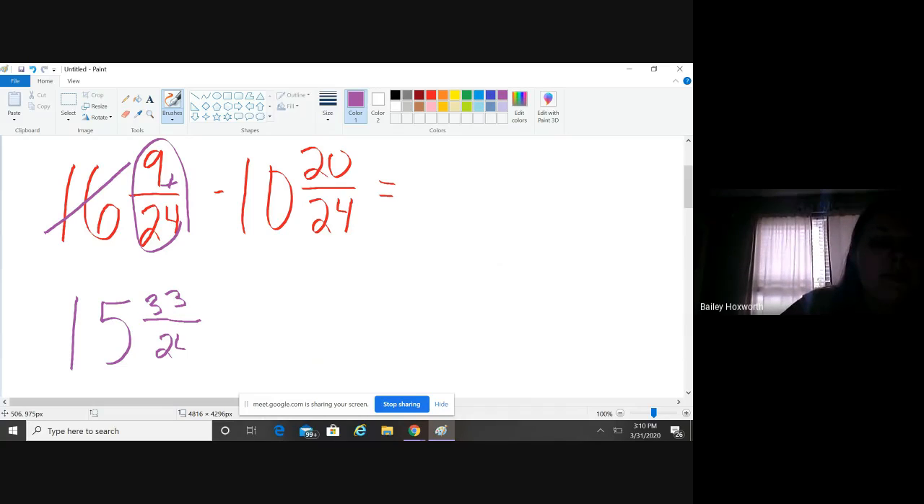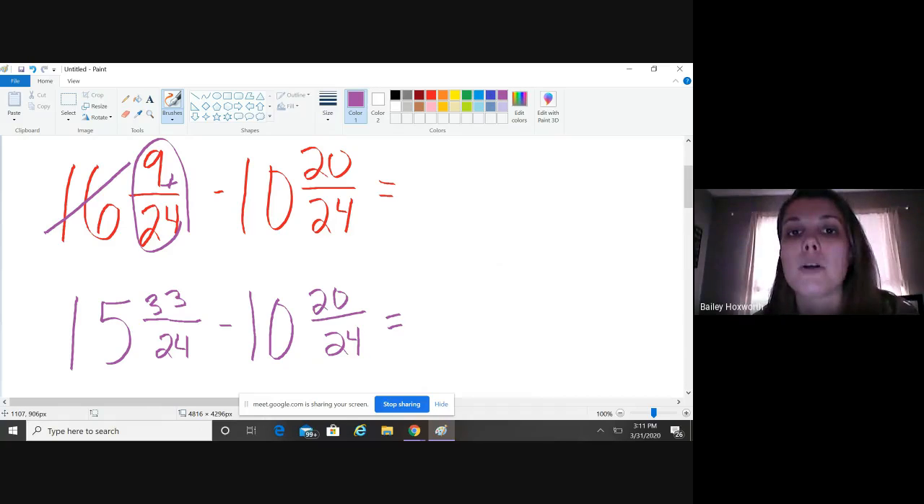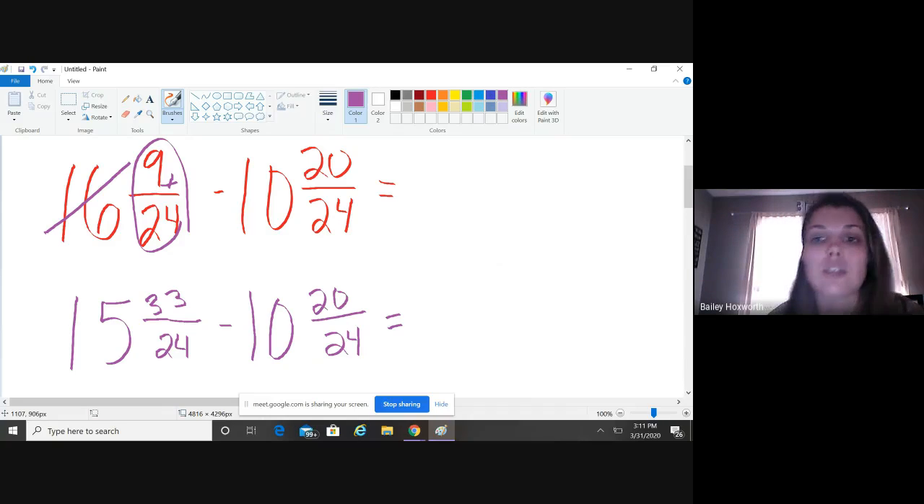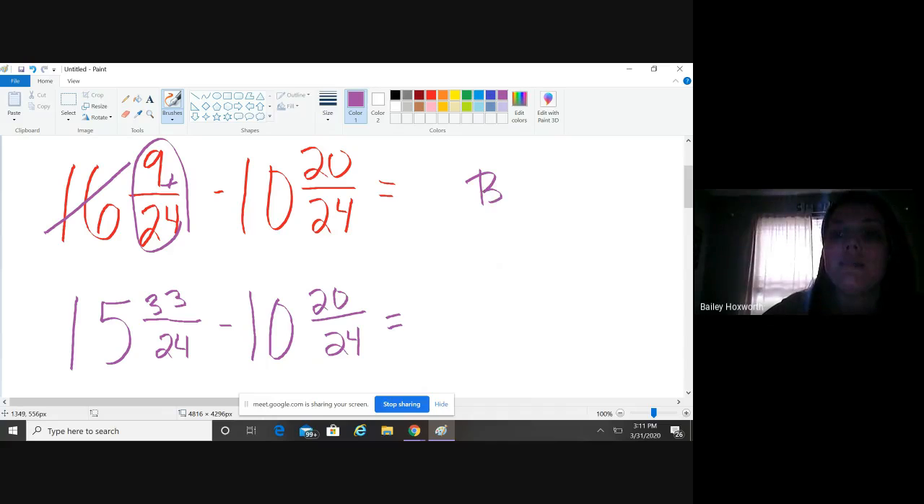Denominator stays the same. And now you are set up and ready to subtract. Remember, your answer is not supposed to be a mixed number. You cannot enter a mixed number into the computer. You must do the big C to get your answer. Remember, to do the big C, you multiply the bottom, add the top.